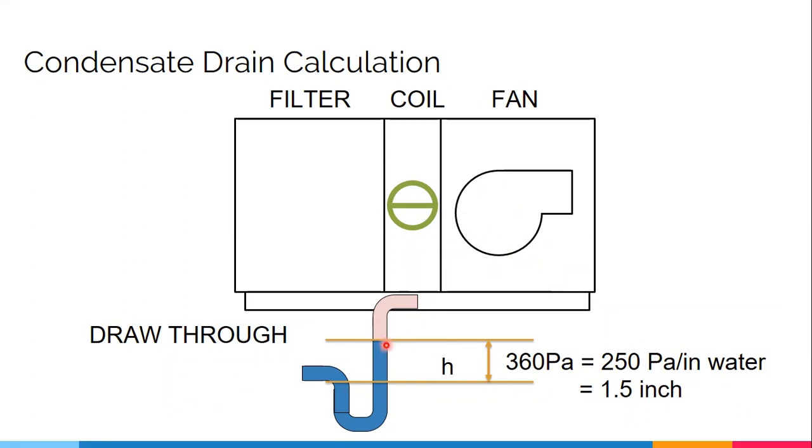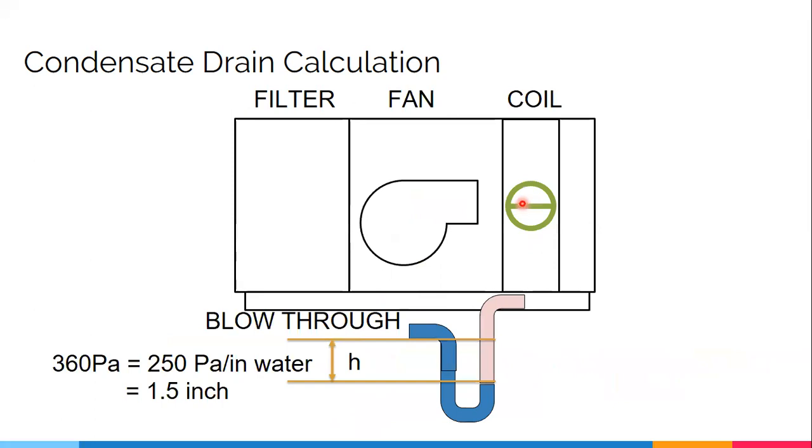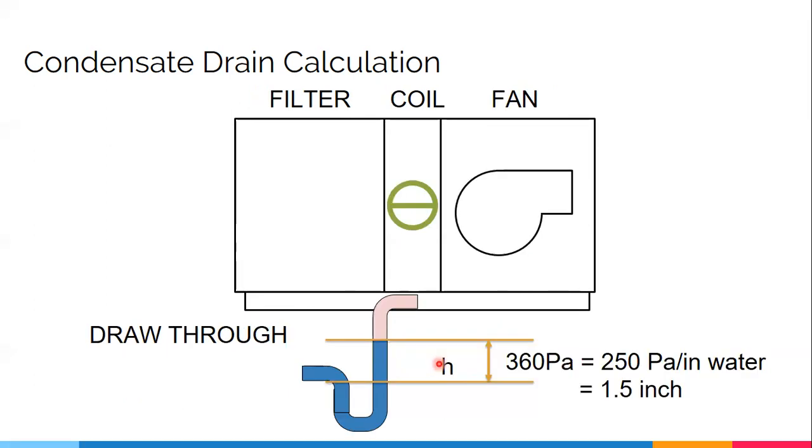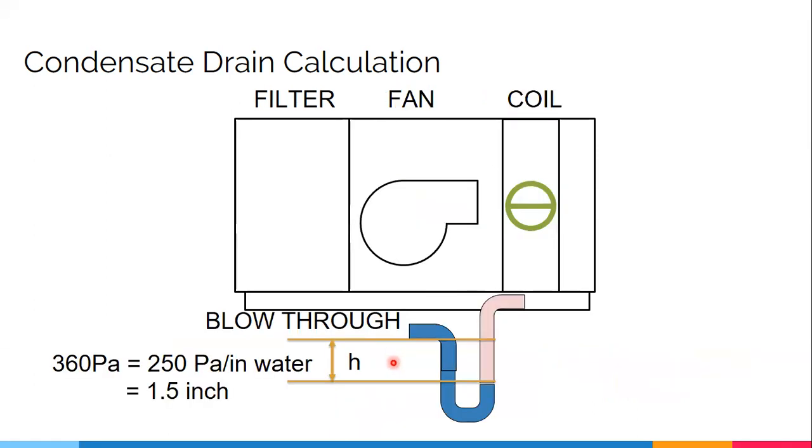But sometimes the fan is a blow-through. This is a draw-through configuration where the fan is creating a negative pressure. But what about fans creating positive pressure? It's called a blow-through. Here is the same thing, but you could see that the height is on the opposite side. Here, the height of the water is on this side, but here, the height of the water is on this side.